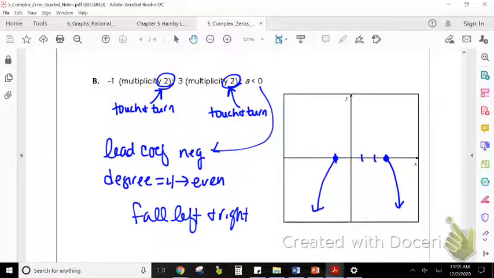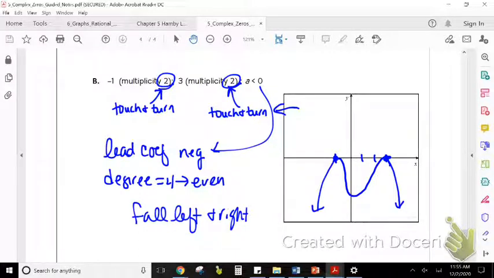And then go back up to your multiplicities. Remember, the negative 1, it's a touch and turn, so it's going to touch, and it's going to come back down. But it's got to come back up to this other one. And then we can tell, looking at it, it's going to touch and turn, and then check real quick over here. Is that what it was supposed to do? Yes, it was.